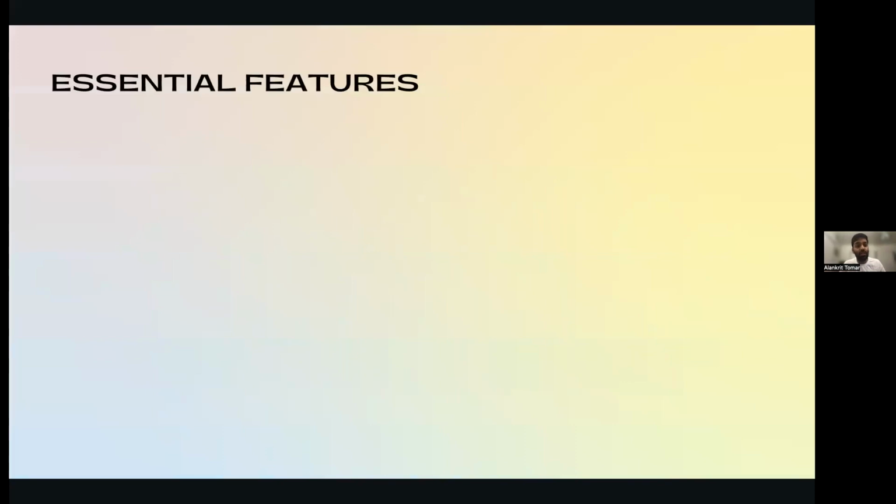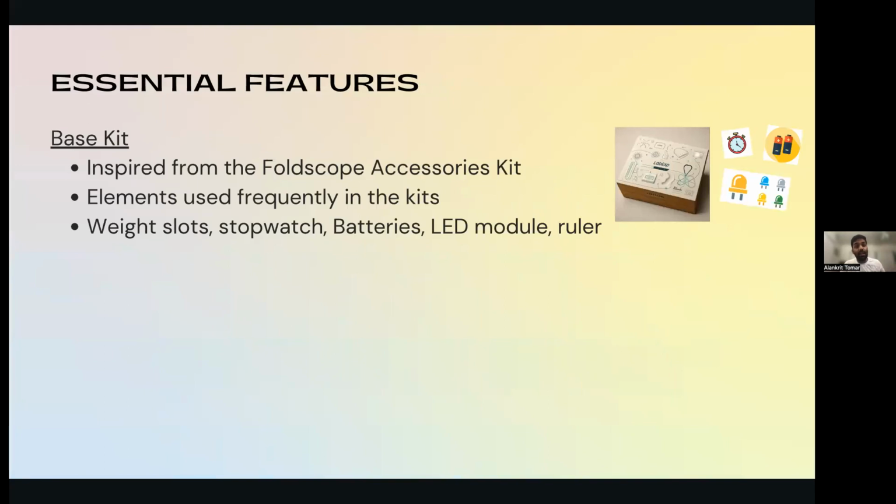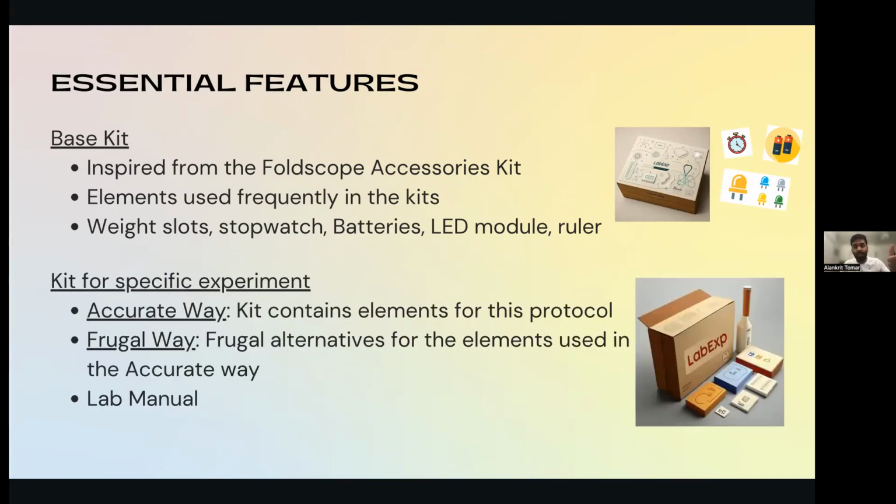Some of the essential features of our kit: the first one would be a base kit. The base kit has been inspired by a Foldscope accessories kit, which I have right here. It has multiple components which are relevant to a lot of experiments. So this kit would be just a base, and it would have elements such as a weight slot, a stopwatch, batteries, and LEDs, which students would require for all the experiments. And then there would be a kit for a specific experiment. Like I said in my previous slide, there would be two ways to do an experiment.